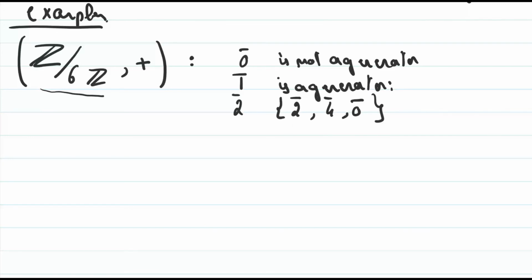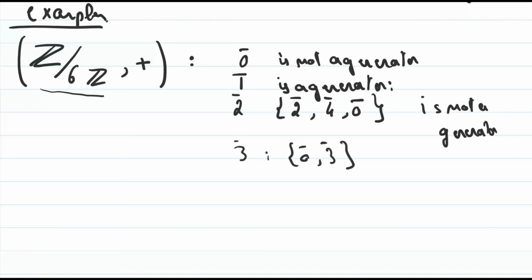So it's not the whole group. There are elements missing here, like 1 bar. So it's not a generator. 3 bar is not a generator either, because 3 bar generates the following set: 0 bar and 3 bar. If you add 3 bar with itself as many times as you want, you'll not get any elements other than these two elements. So you'll not get the whole set.